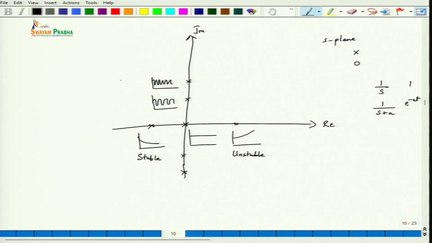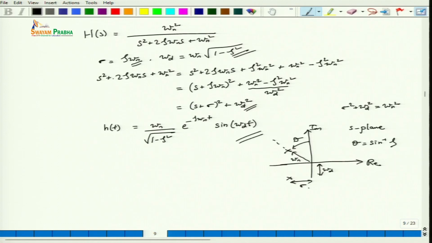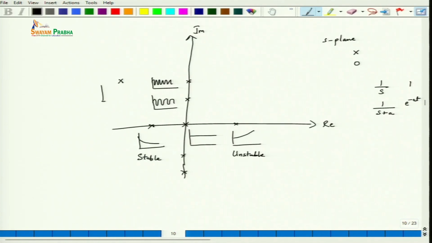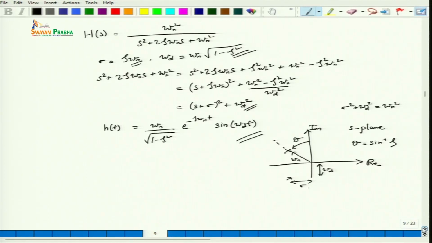Now, let us look at the other case when we are here. So, when we are here, there will be, as we have seen here, an exponential part as well as a sinusoidal part. So, the response will be, first, you will have an exponential part which will determine your amplitude, and inside that you will have a sine wave. The frequency will depend on this omega d, and the exponential part will be determined by zeta omega.